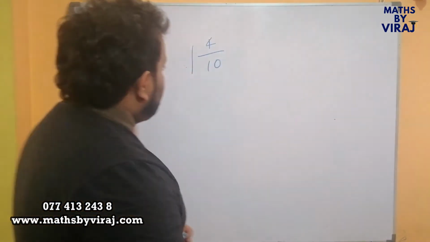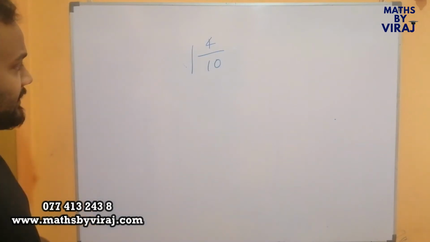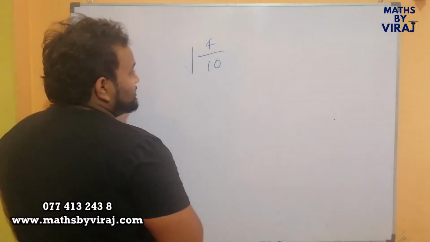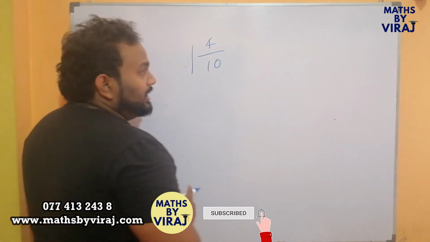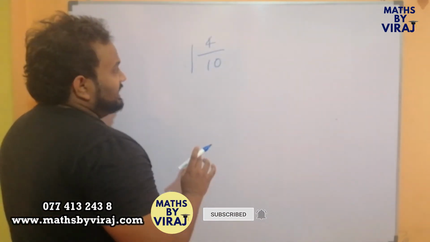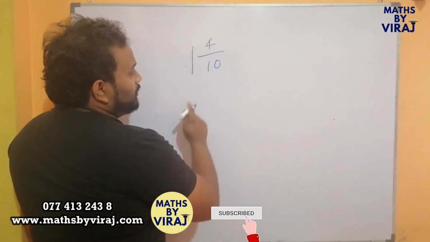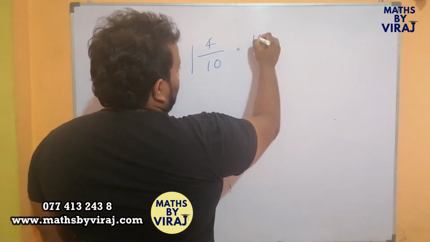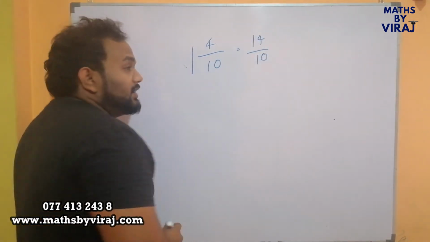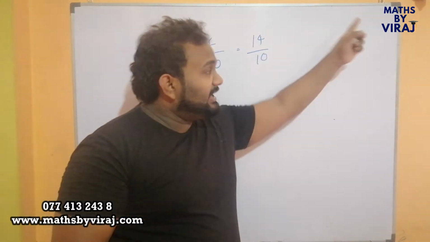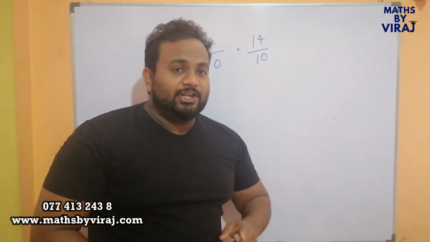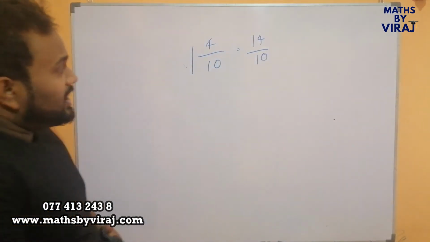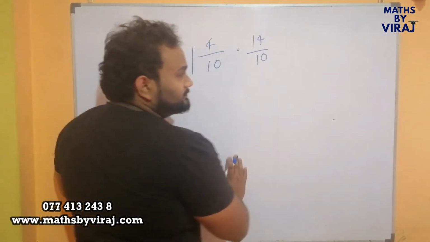Another example that we have is 1 and 4 over 10. This is a mixed fraction, so we have to make sure that this is converted to a single fraction. That is, when you convert 1 and 4 over 10, it becomes 14 over 10. You can go to the link over here and watch the video where you convert mixed fractions into improper fractions. Now you have 14 and 10.